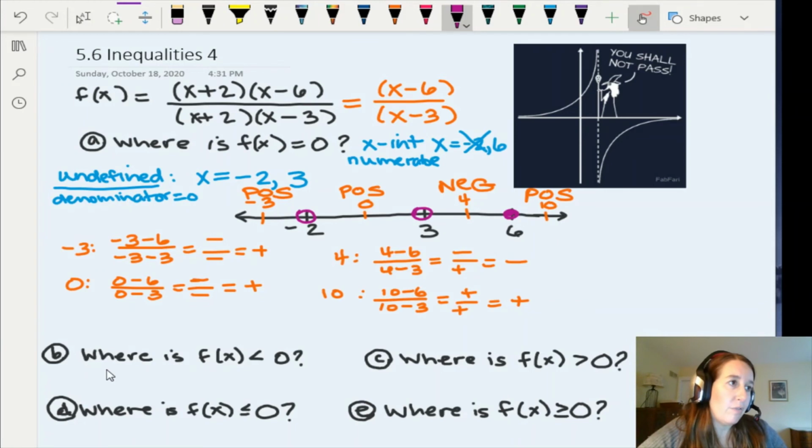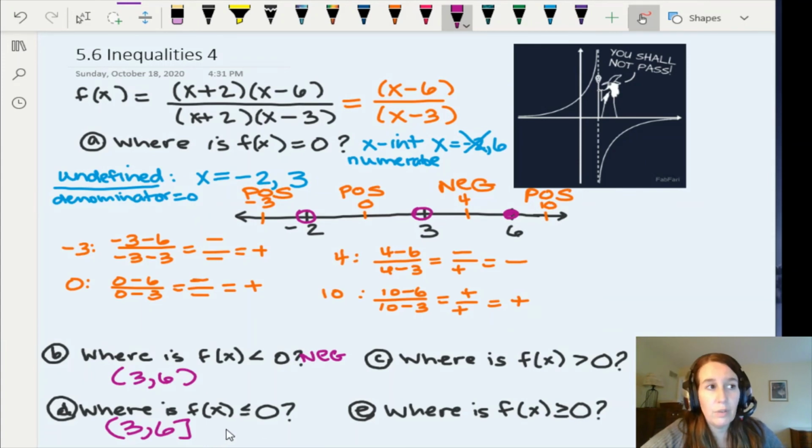It says first, where is f of x less than 0? Remember, that's just where our negatives are. We only have one of those, and that would be parenthesis 3 to 6 parenthesis. If we go right below that to part D, that's what I would probably do next. Less than or equal to, we're still looking at that same interval, 3 to 6. The 3 is a parenthesis because it was an undefined point, and the 6 is a bracket because it's a 0.